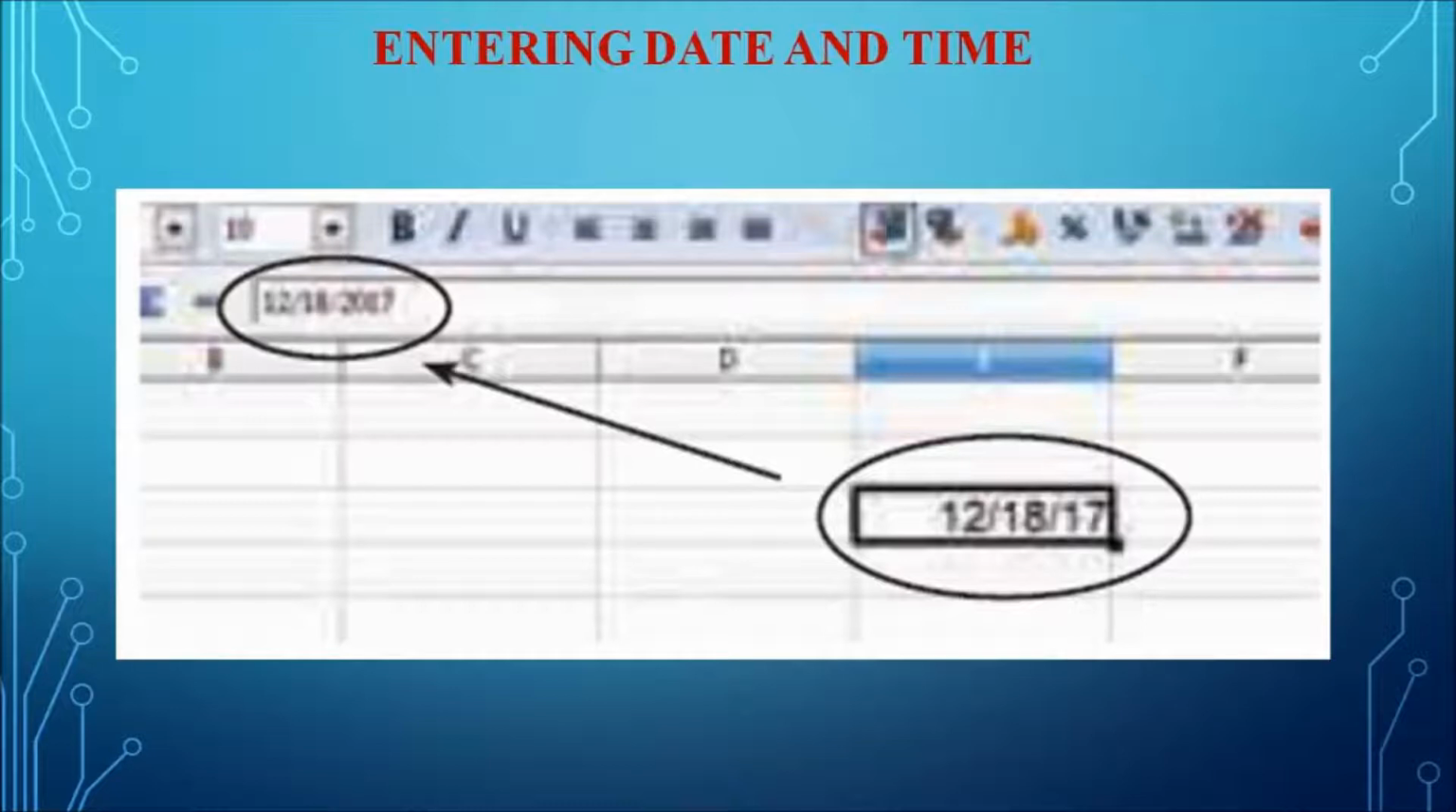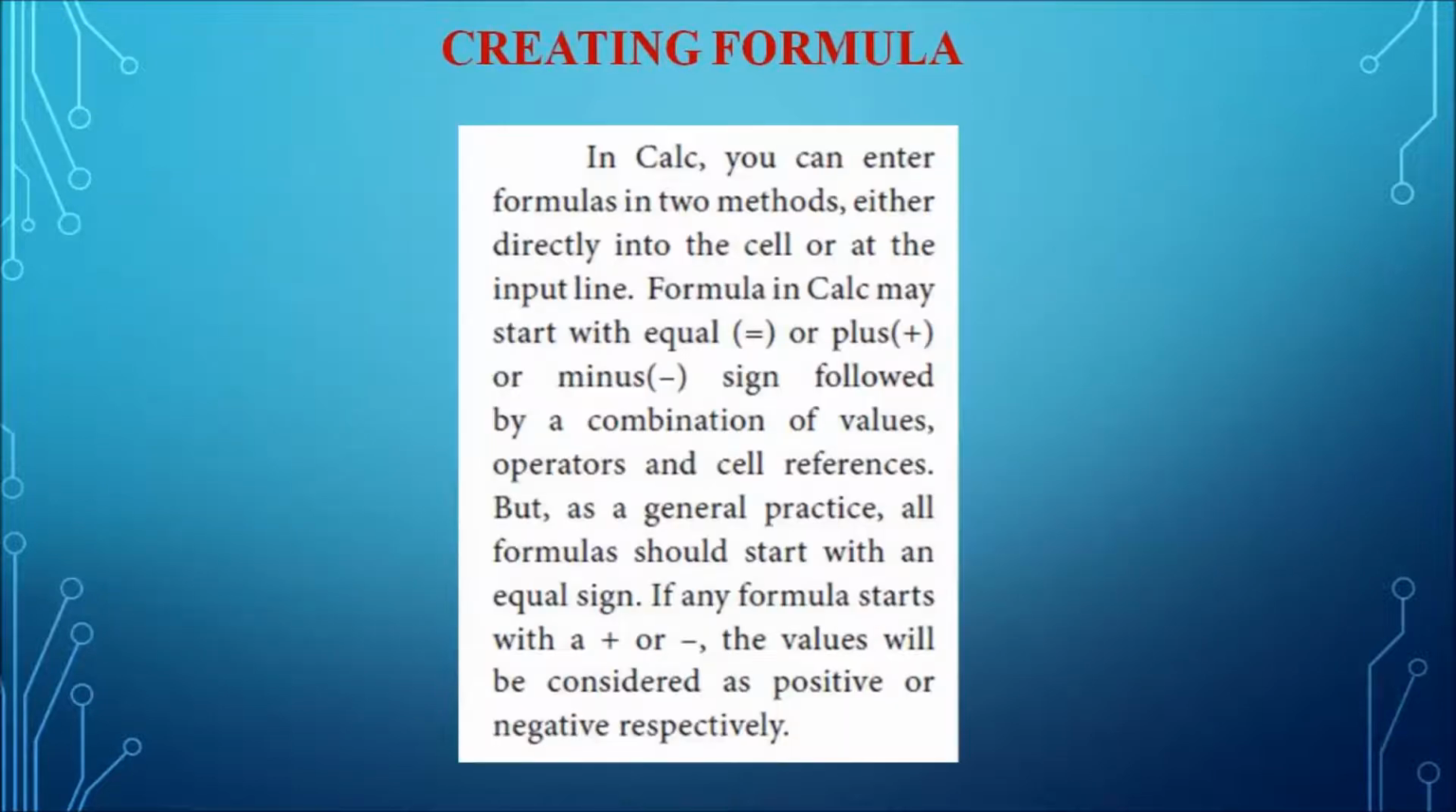By right clicking the content, you can select the cell formatting. The cell formatting dialog box will appear. From there you can change the date and time format. And next we are going to see about creating formulas.